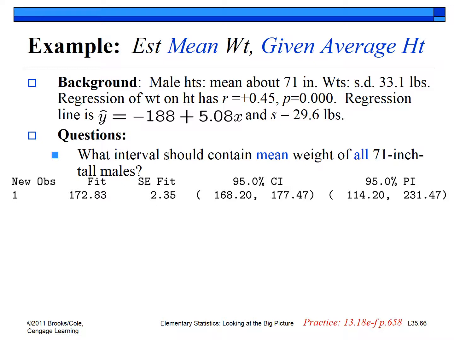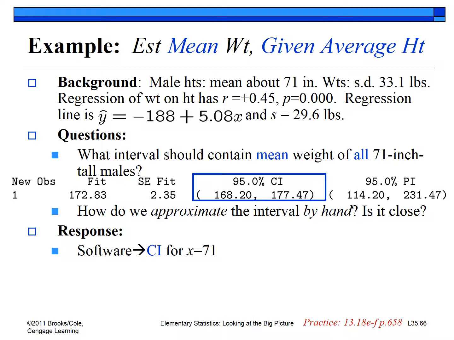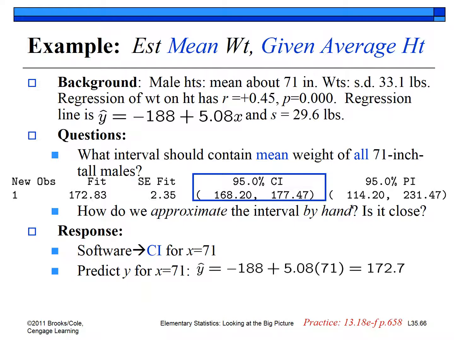Well, when we're talking about the interval that contains the mean weight of all 71-inch tall males, we're talking about the confidence interval. Now, how would we approximate that confidence interval by hand, and does it come close? Well, there is the confidence interval that's given by the software. It's 168.2 to 177.47. To approximate it by hand, we first plug in 71 to get y hat, and just as before, it's 172.7. That'll be the center of our interval.